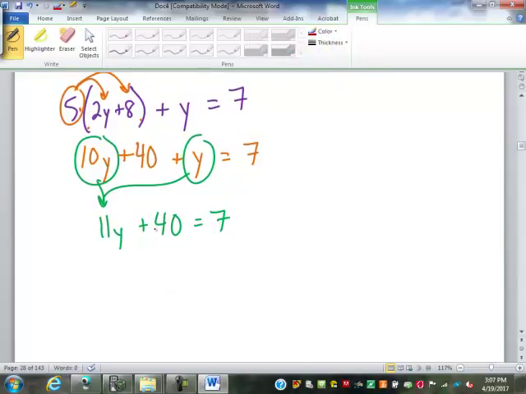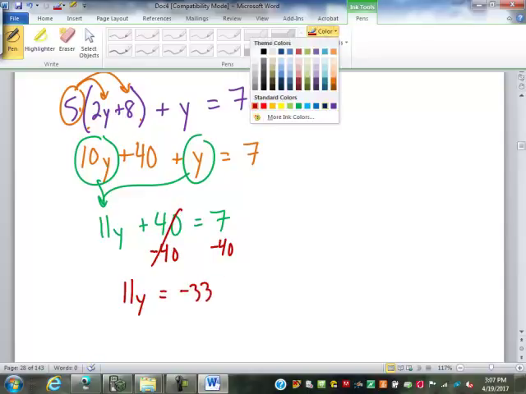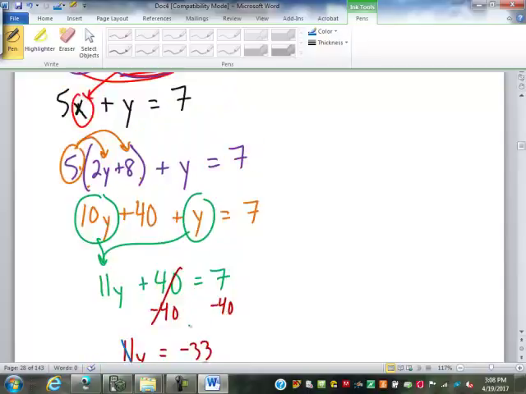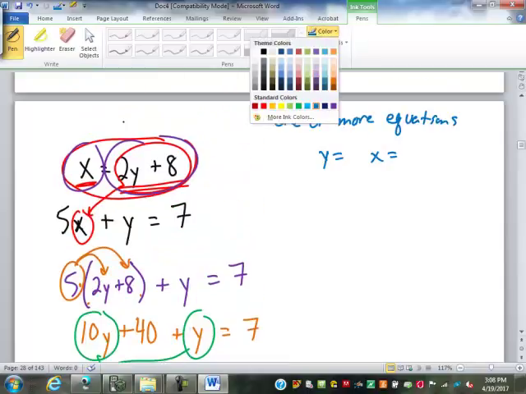Careful. You're a step ahead of yourself. We subtract the 40. Good. So 11y equals, what's 7 minus 40? Negative 33. Negative 33. And finally, we divide by 11. Y equals negative 3. So we know y equals negative 3.